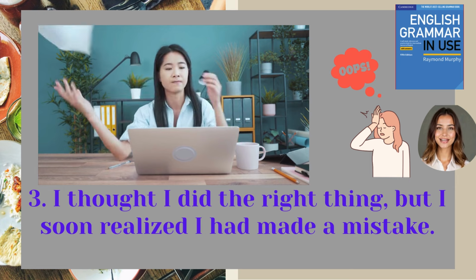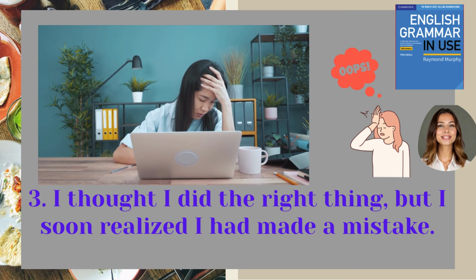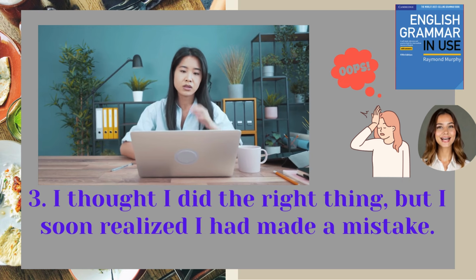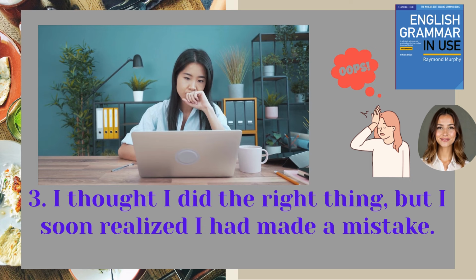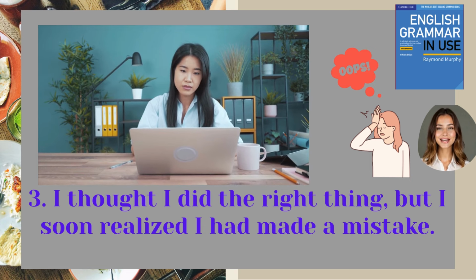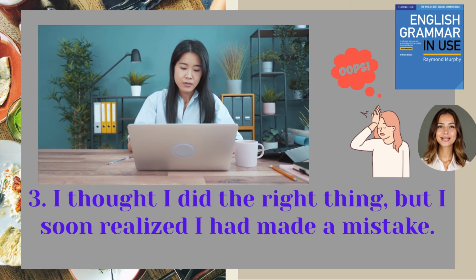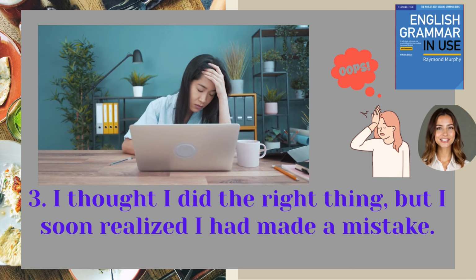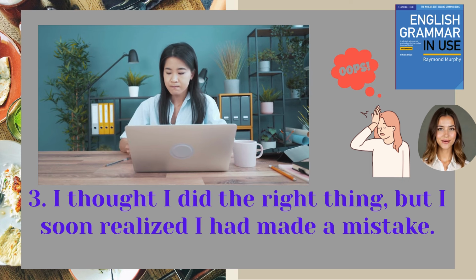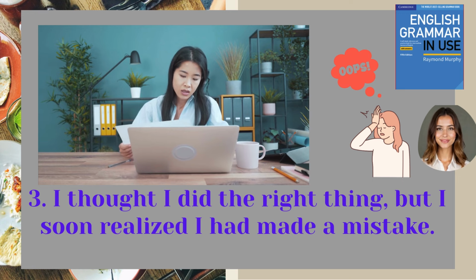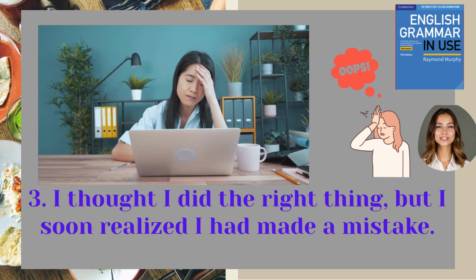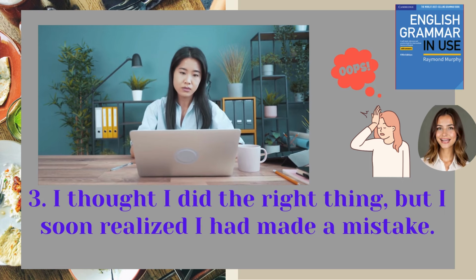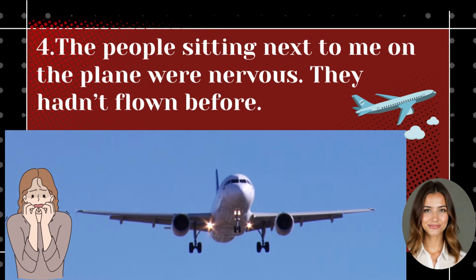We use past perfect, had made, to talk about the earliest action. Something that was already completed before another past action. I had made a mistake. The mistake happened before I realized it. Without past perfect, the meaning would be confusing. It helps us be very clear about the time order. Imagine you give your friend advice. At first you think, wow, I did the right thing. But later, you find out your advice actually made things worse. At that moment, you realize, I thought I did the right thing, but I soon realized I had made a mistake.